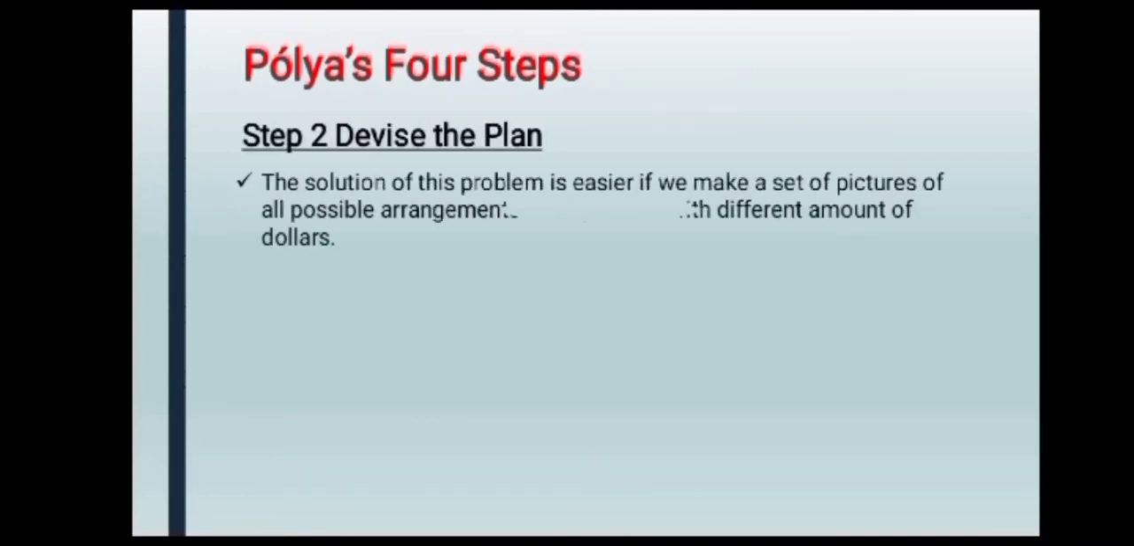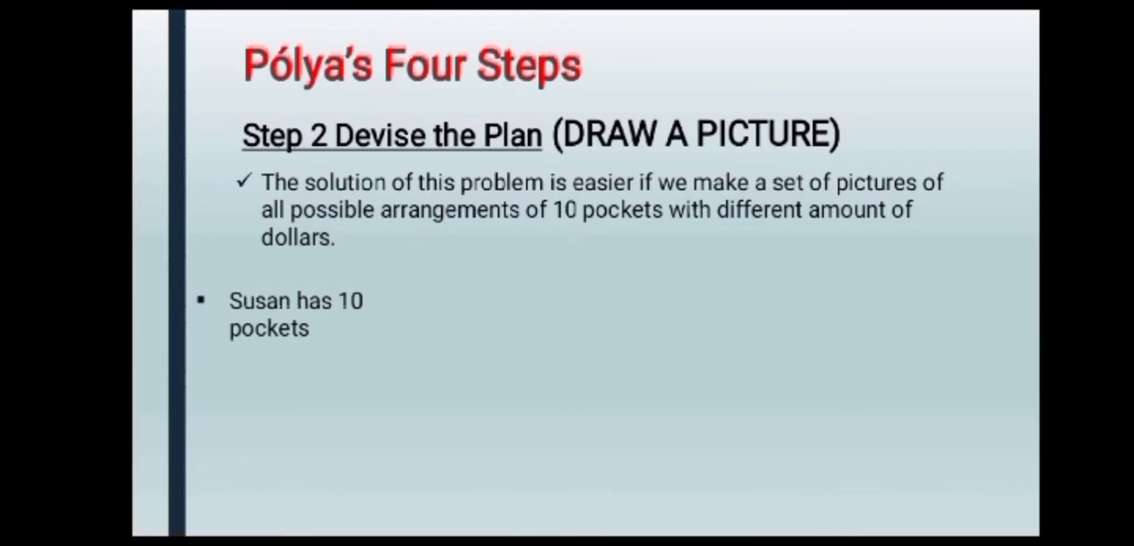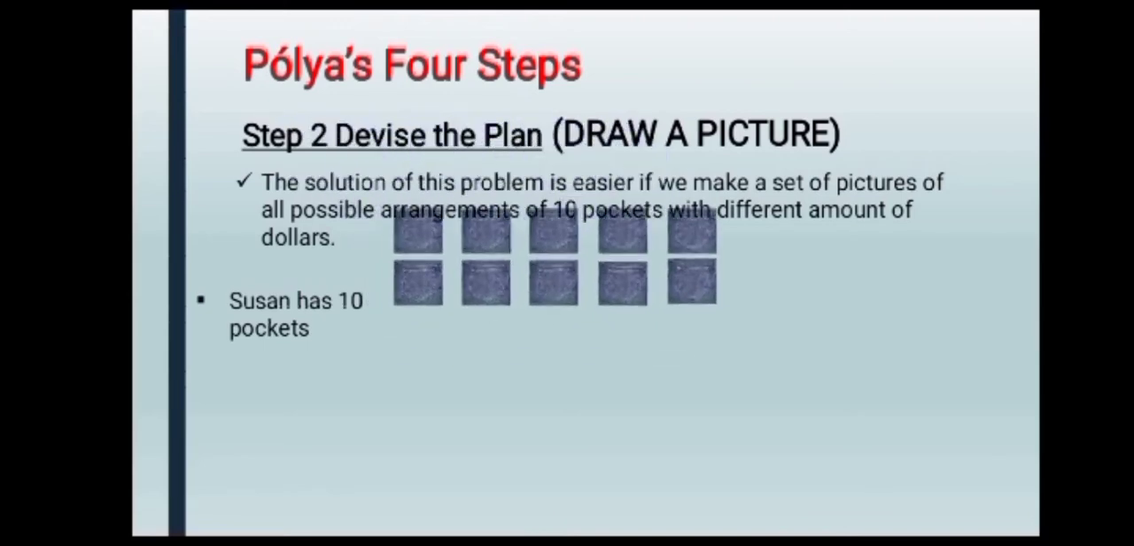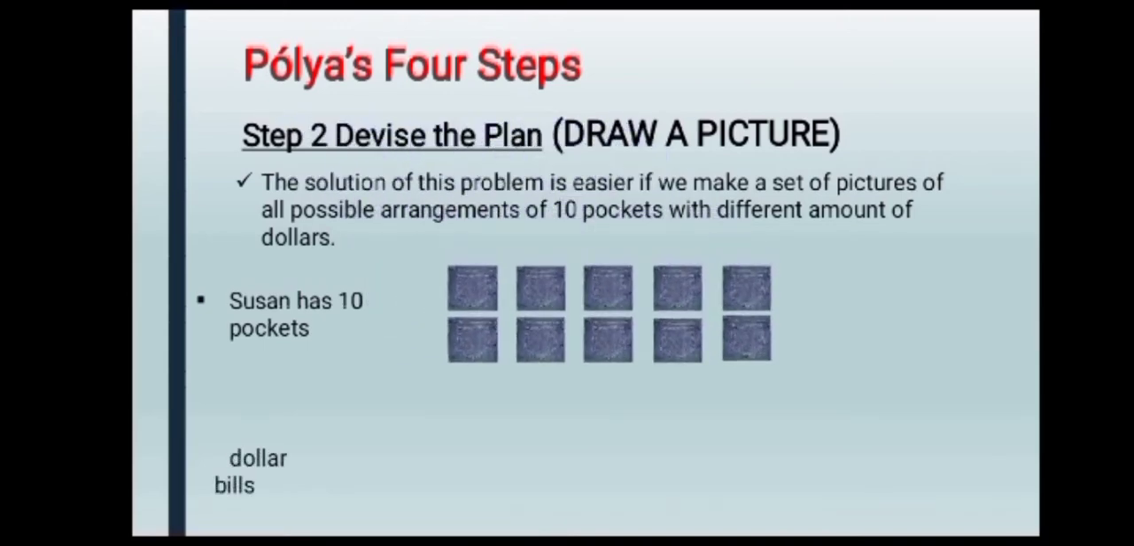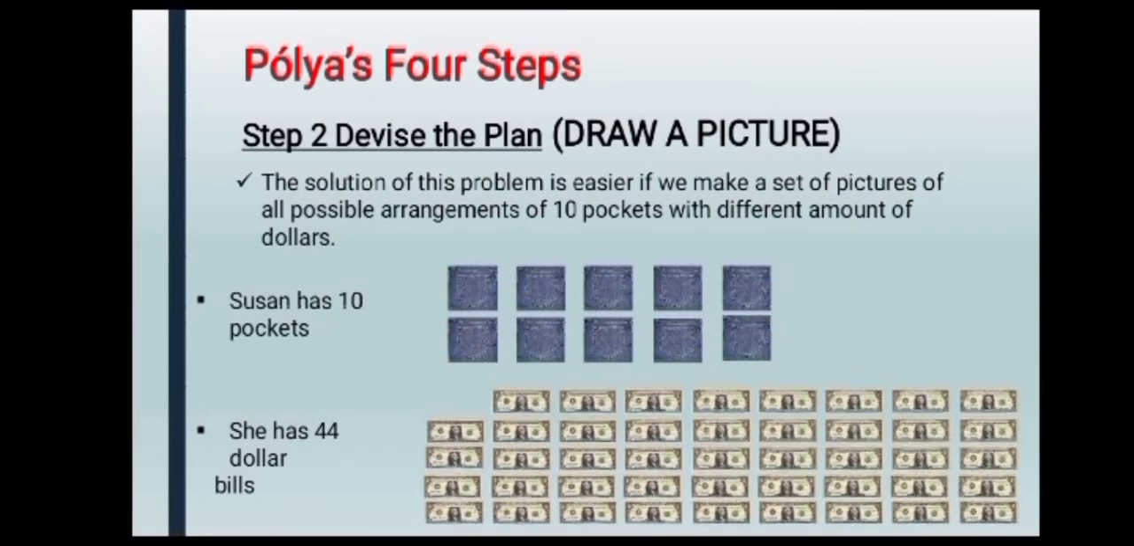Second step is to devise the plan. The solution of this problem is easier if we make a set of pictures of all possible arrangements of 10 packets with different amounts of dollars. We're going to apply the draw a picture strategy. So first, Susan has 10 packets. Let's assume that these are her 10 packets. She has $44 bills. Let's see, these are her $44 bills.